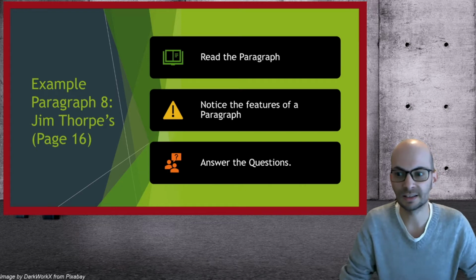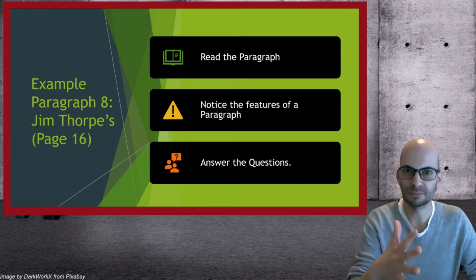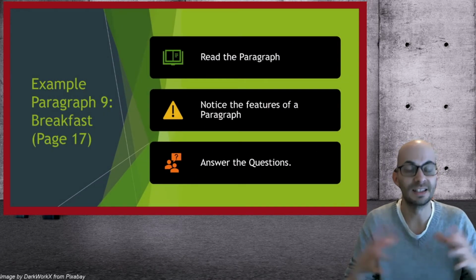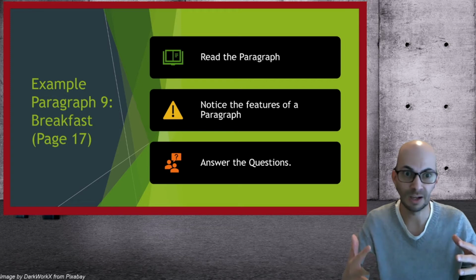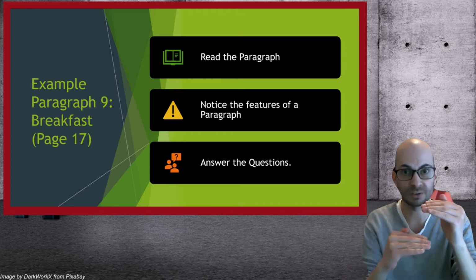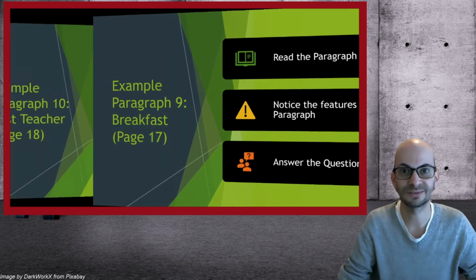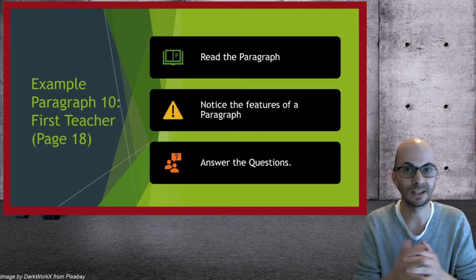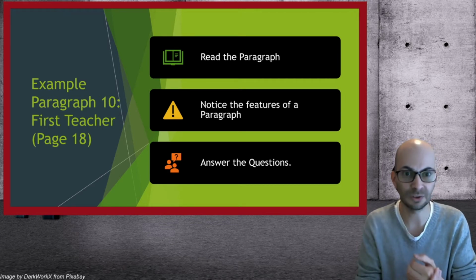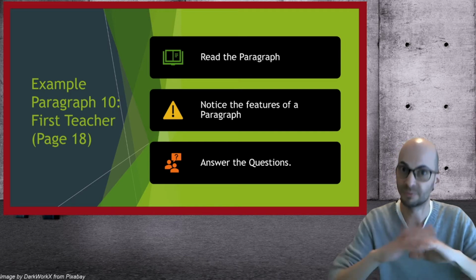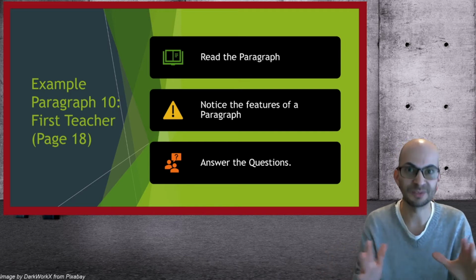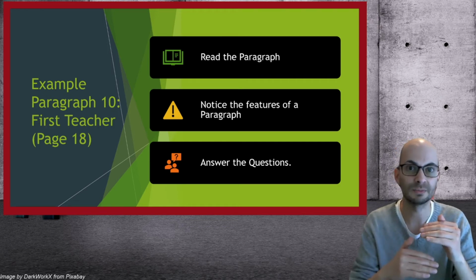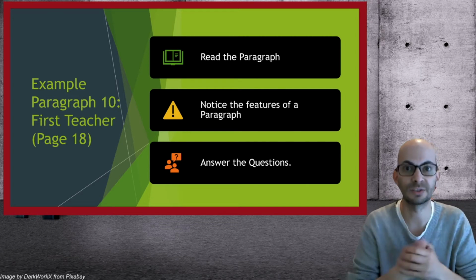So page 16 is about Jim Thorpe's first win or something. The next paragraph is about breakfast, but again, just analyze the structure and answer the questions. And then the last example paragraph we're going to look at is paragraph 10, talking about someone's first teacher. Same thing, let's look through the paragraph, notice the functions of the paragraph, and answer the questions, helping you describe and understand a paragraph.